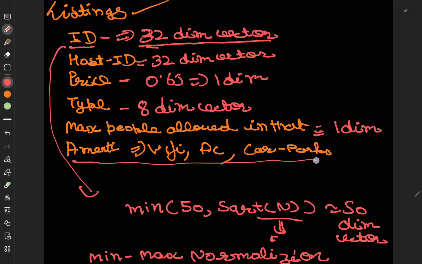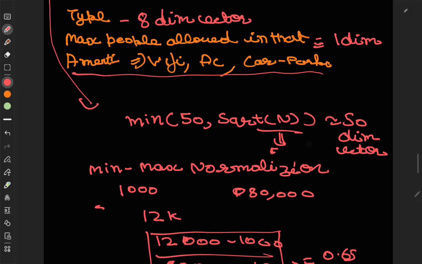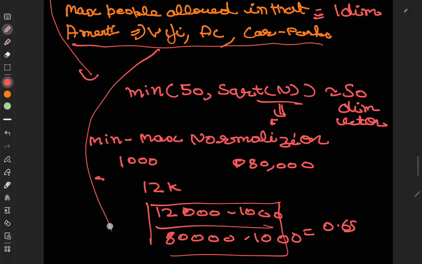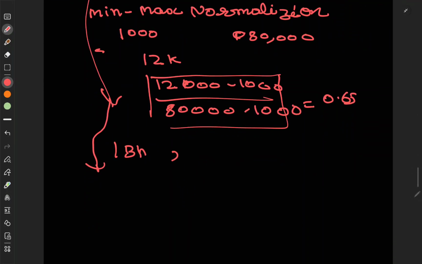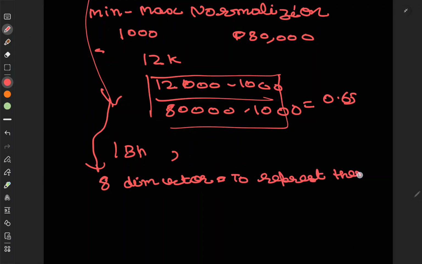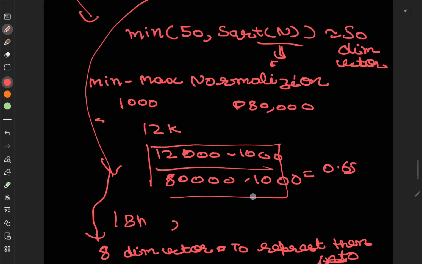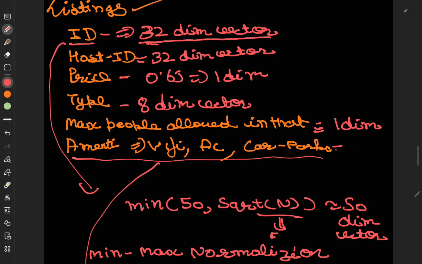Then comes amenities. For amenities, the simplest solution is that you again use embeddings, because there could be a lot of amenities that a particular facility would have. So again, you use an 8-dim vector to represent all the amenities.